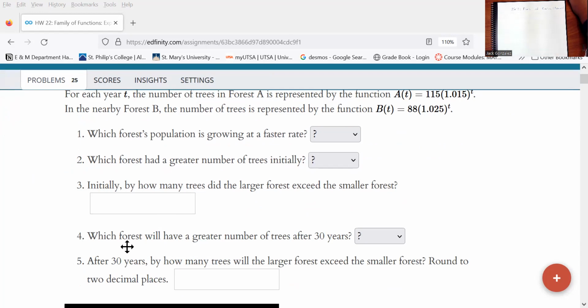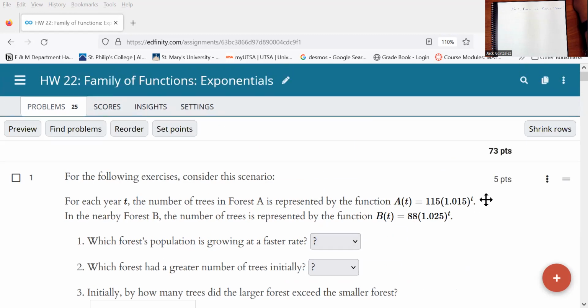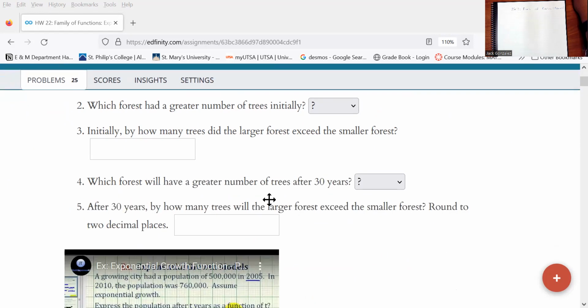Okay, so the first 3 parts, no big deal. Does that make sense? Number 4. Which forest will have a greater number of trees after 30 years? So just plug in 30 for your time and put it in your calculator. Which one's bigger? That's all you have to do. T is time, so this T up here is in years. They tell you at the beginning, for each year t. So plug in 30 and you'll find out which one's bigger.